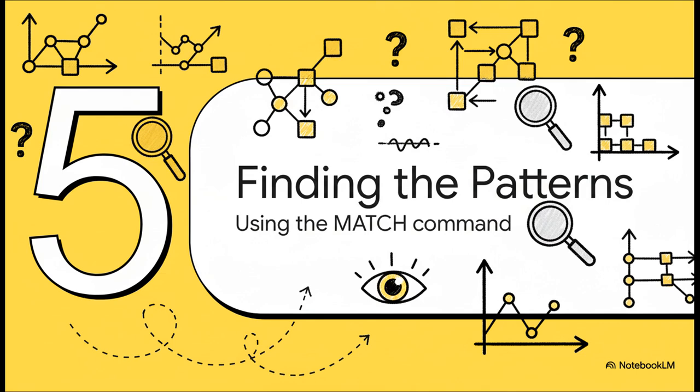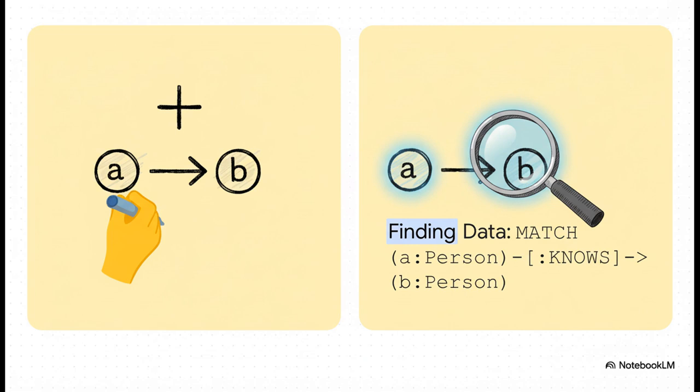Now for the really, really cool part. What happens when we want to find data? When we want to start asking questions? Well, it turns out we actually already know how to do it. And this right here shows the pure elegance of Cypher. To find data, you use the match command, but just look at the pattern. It's identical. The exact same visual drawing you use to create the data is the one you use to find it. You just describe the shape, and the database goes out and finds it for you.